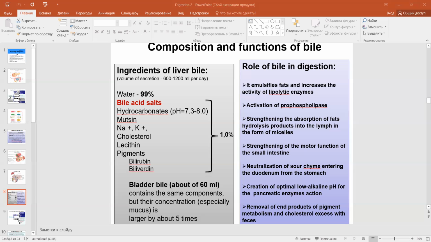Now let's talk about non-digestive functions of the liver. So these are participation in the metabolism of carbohydrates. The liver plays an extremely important role in maintaining normal blood glucose levels. When this level is lowering, the liver uses glycogen stores to replenish blood glucose. This process is called glycogenolysis.